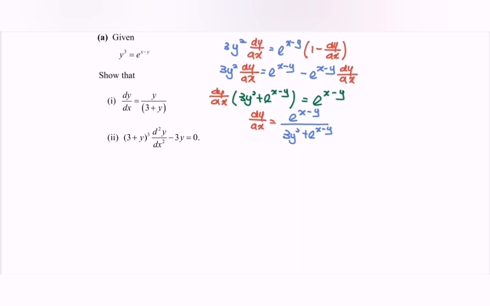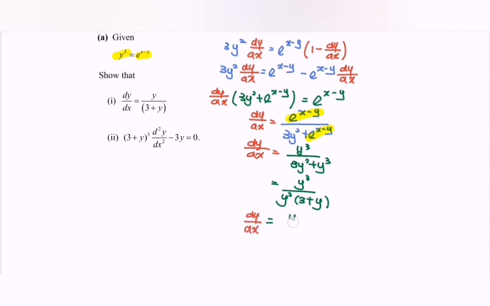Then kindly refer to the given equation here. We have e^(x−y), which equals y³. So kindly substitute. So we have dy/dx = y³ over 3y² + y³. Kindly factor out the y². Then we have 3 + y, so notice that we can simplify. So we have dy/dx = y over 3 + y. Then we have already shown the result.